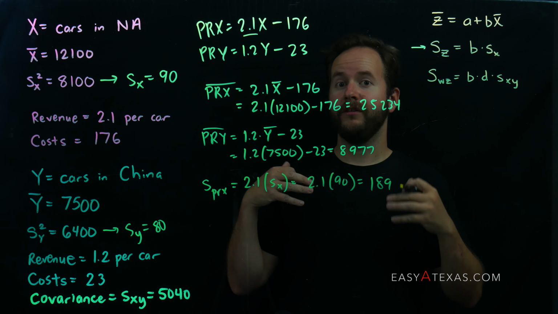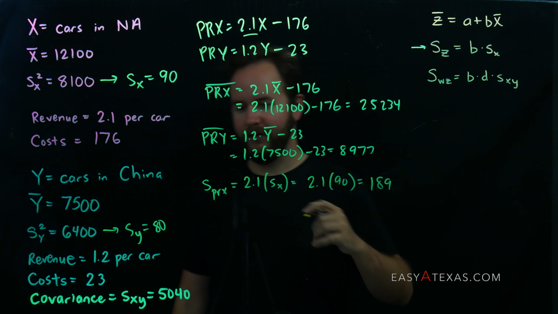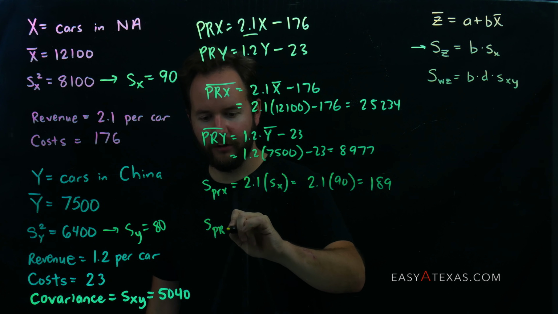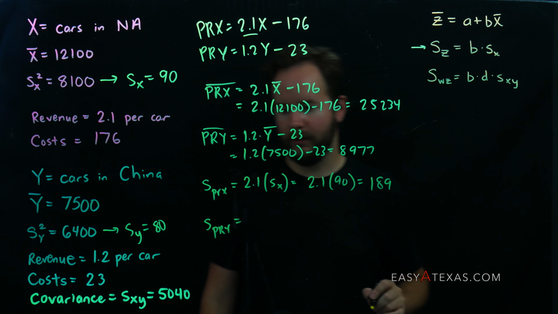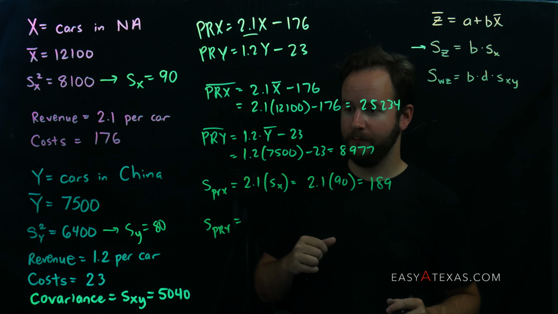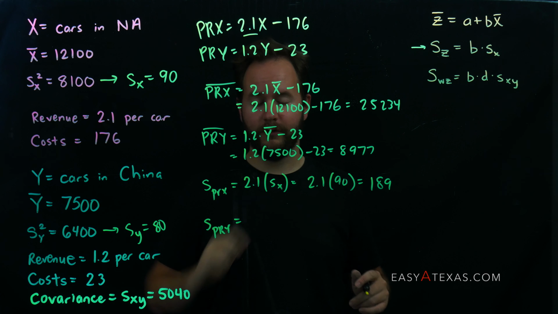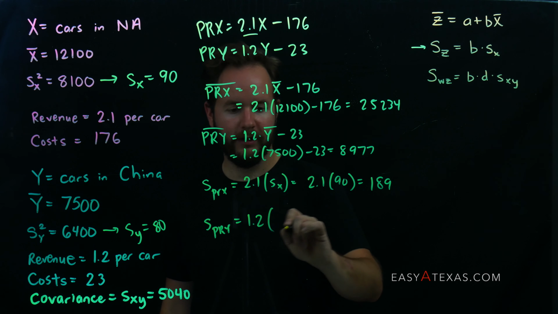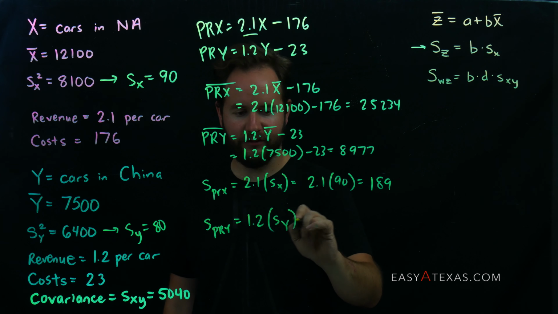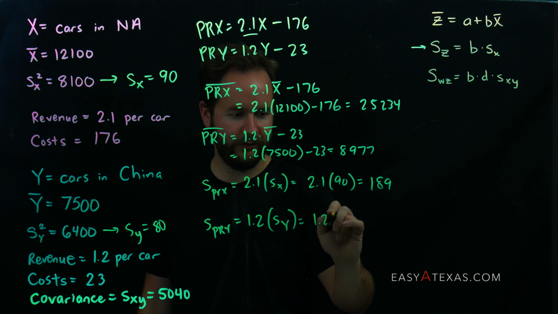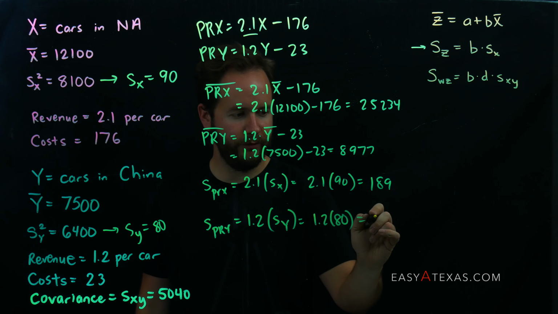The next part wants the variance for the profit in China. So that wants S squared PRY. We're going to start with SPRY, the standard deviation of the profits in China. We're going to do it the same way we did before. Instead of 2.1, the formula for China's profits is 1.2 times SY. And in this case, SY is 80. So we have 1.2 times 80 equals 96.